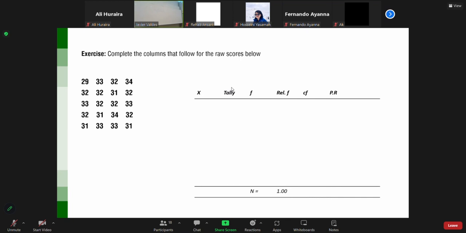F is the frequency, the number of times. It's a number. The relative frequency is a number. And the cumulative relative frequency is equal to 1, like an identity proof. The cumulative frequency starts on the top. The cumulative number of individuals. We're not looking into the number, but we are looking into the individual participants.